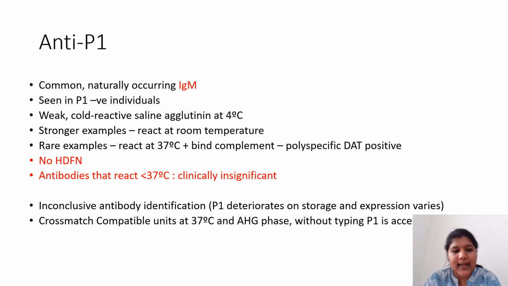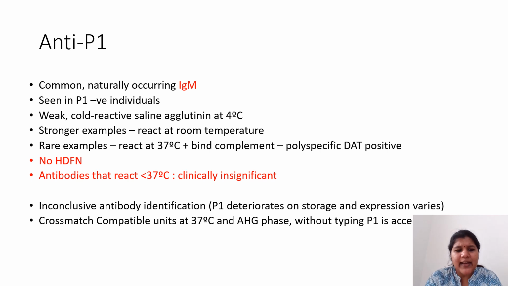Anti-P1 is a naturally occurring IgM. Since it's an IgM, we don't have HDFN. It is seen in P1 negative individuals. It is a weak, cold reactive saline agglutinin. But there are some strong examples that react at room temperature also, and those react at 37° centigrade also.